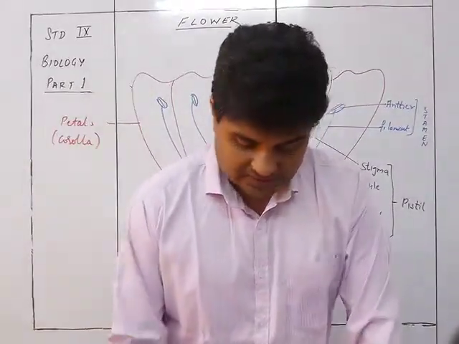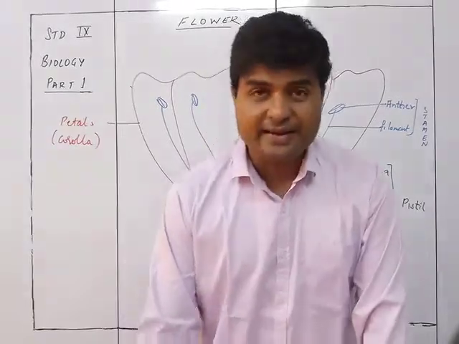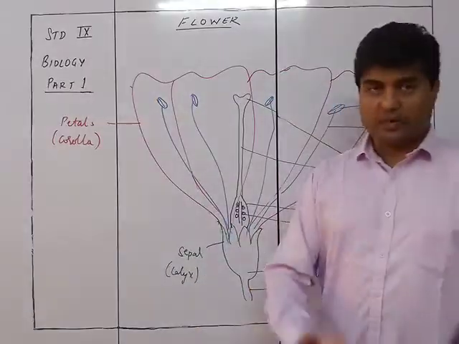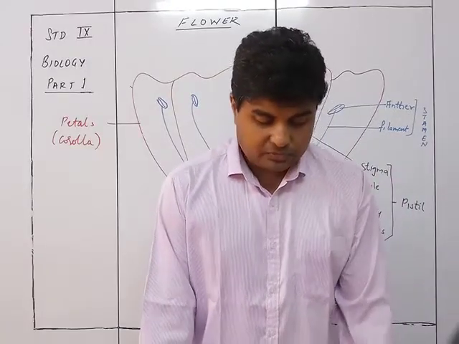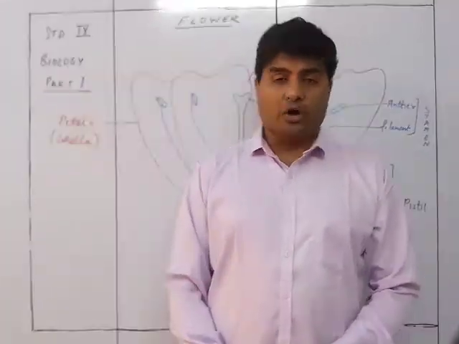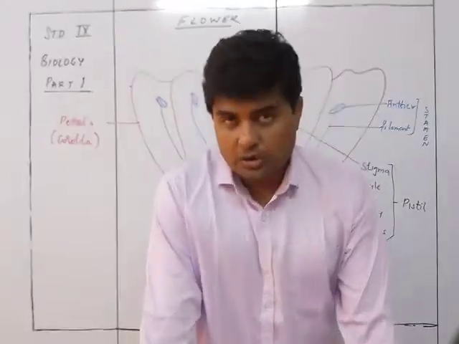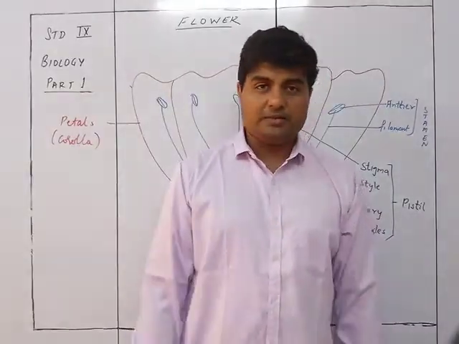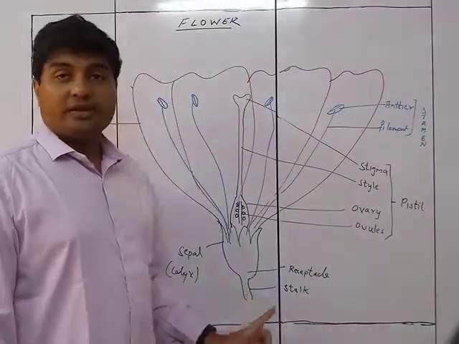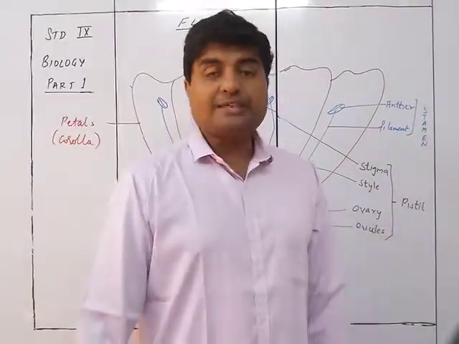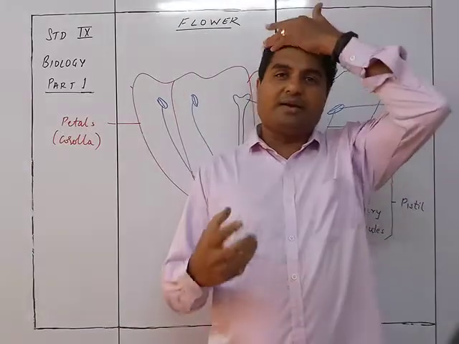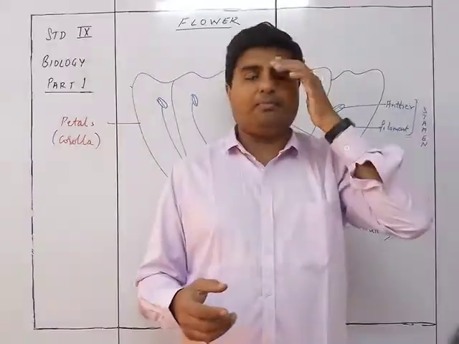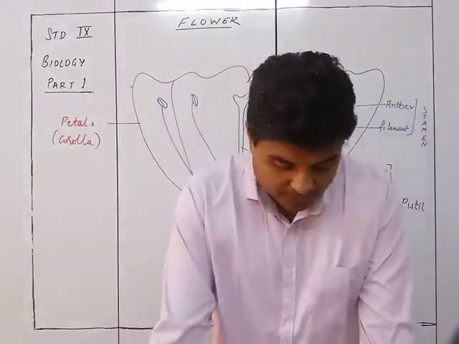So now let's see the things in detail. We'll refer to the figure whenever it's required. So first of all, there is a stalk, also called as pedicel. The stalk or the pedicel supports the flower. It is the one which is connected to the branch or the stem which is going to support the flower.